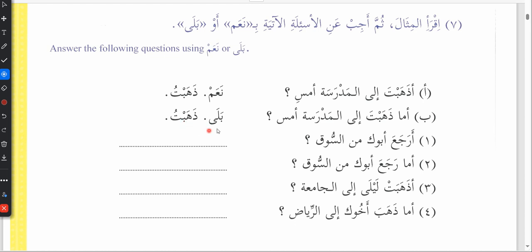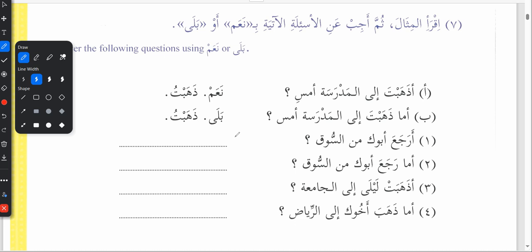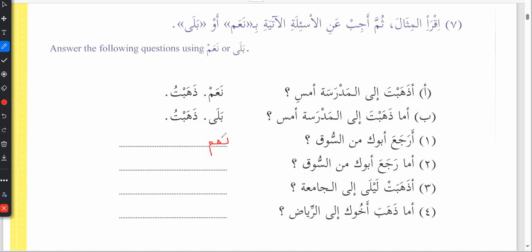And in the Quran also a lot of times this word is used in the ayahs. You will come across Bala. I mean the particle Bala. Here is your answer in confirmation. So let's check the first one. Araja abuka mina suqi? Did your father return from the suq? First of all, you will say Naam, raja'a mina suqi.